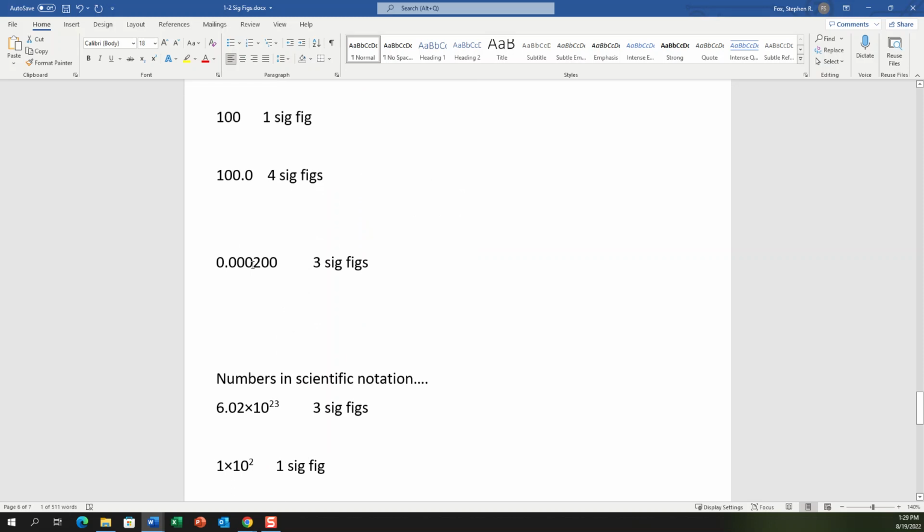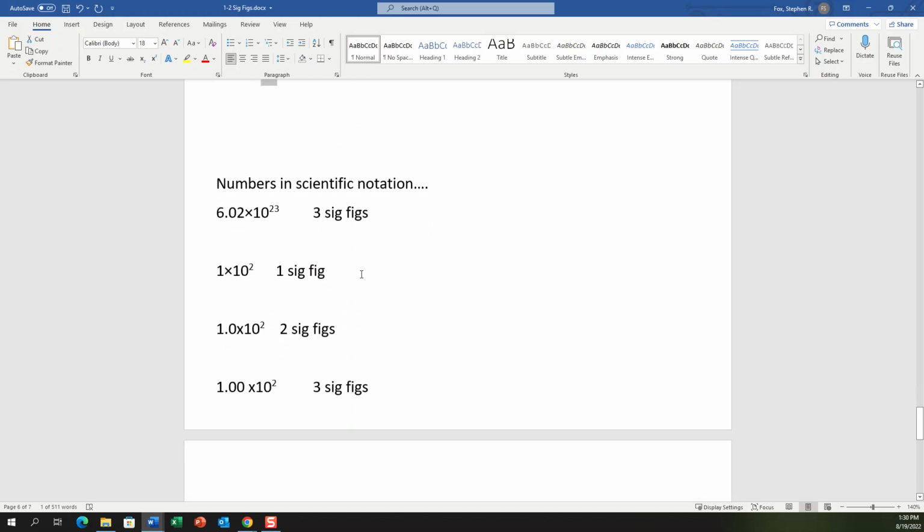And then if we go here, these zeros are not significant because they're leading, but these zeros would be significant because they are trailing zeros and the decimal point is written. So the 2 is significant, and then these two zeros are significant, so 3 sig figs. Okay? And then we're going to use a lot of scientific notation in this class. Numbers written in scientific notation, just whatever's in front of the multiplication sign is significant. So this has 3 sig figs.